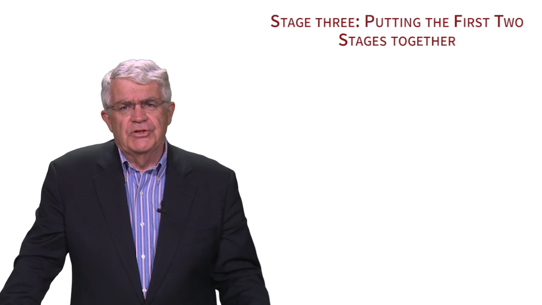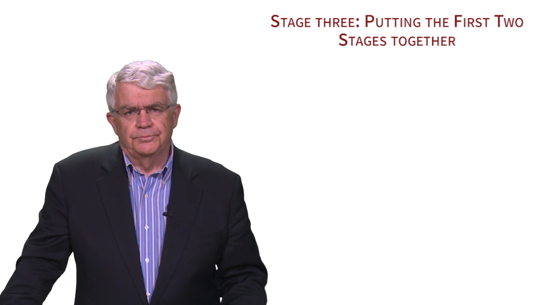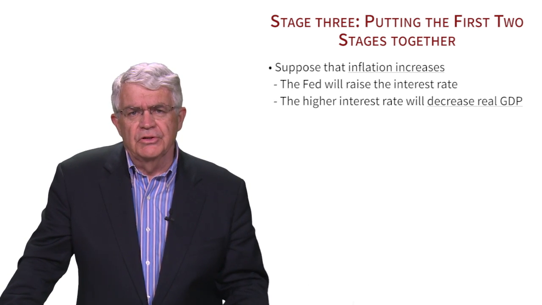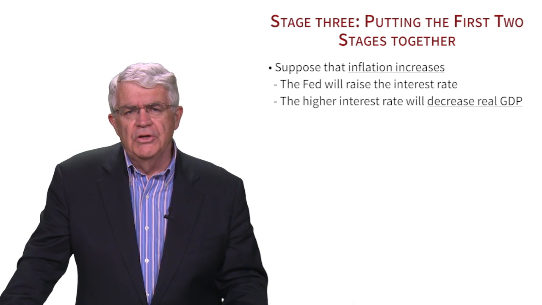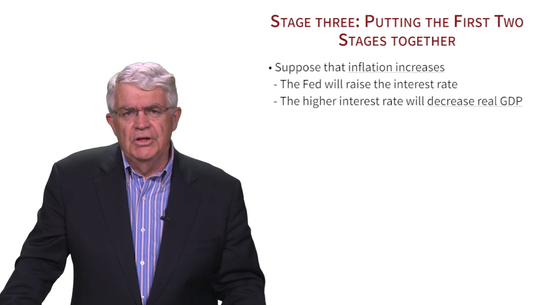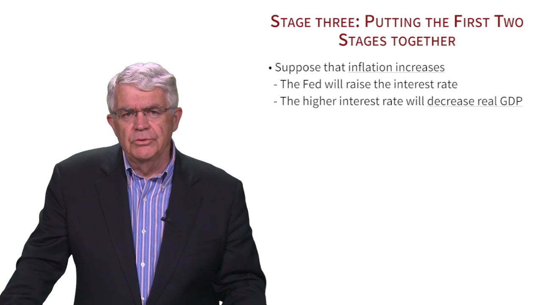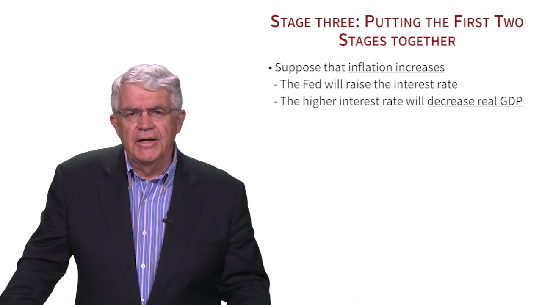Stage 3 actually just puts these two stages together. Just imagine that the inflation rate increases. Then the Fed will raise the interest rate according to the monetary policy rule. The higher interest rate will decrease real GDP, as we've explained, by looking at how investment and net exports depend on the interest rate. And so that's the connection. Higher inflation, lower GDP. Inflation increases, real GDP decreases.